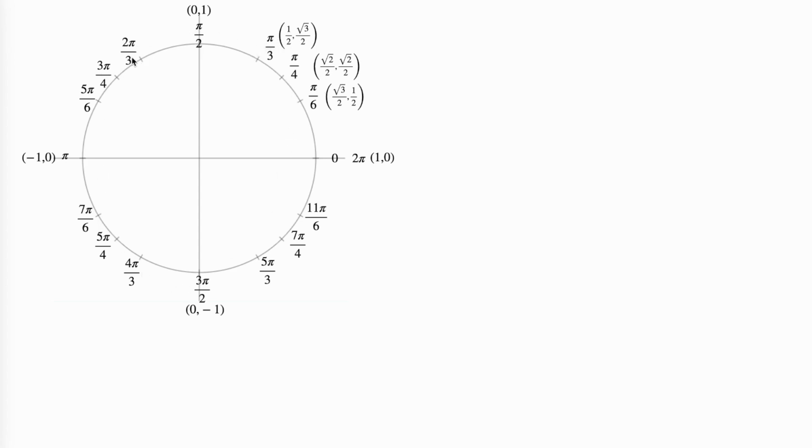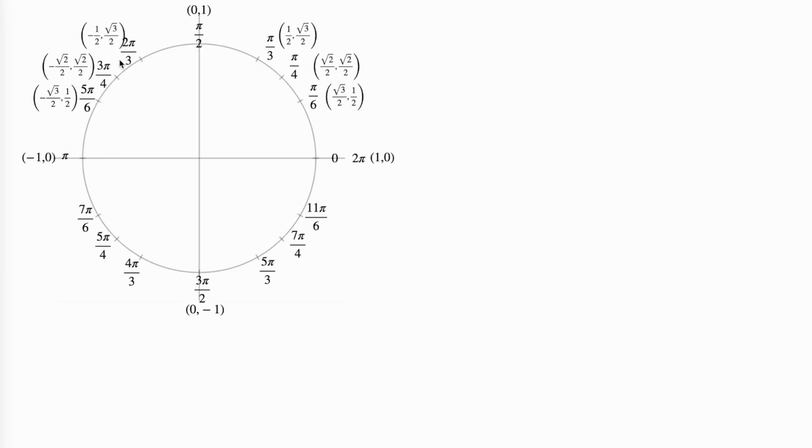We're doing a reflection across the y-axis. The x is going to become negative. It's going to change sign, but the y is going to stay the same. Instead of being root 3 over 2, 1/2, it's going to be negative root 3 over 2, 1/2. Instead of being 1/2, root 3 over 2, it's going to be negative 1/2, root 3 over 2. And this one, instead of being positive root 2 over 2, root 2 over 2, it's going to be negative root 2 over 2, root 2 over 2.